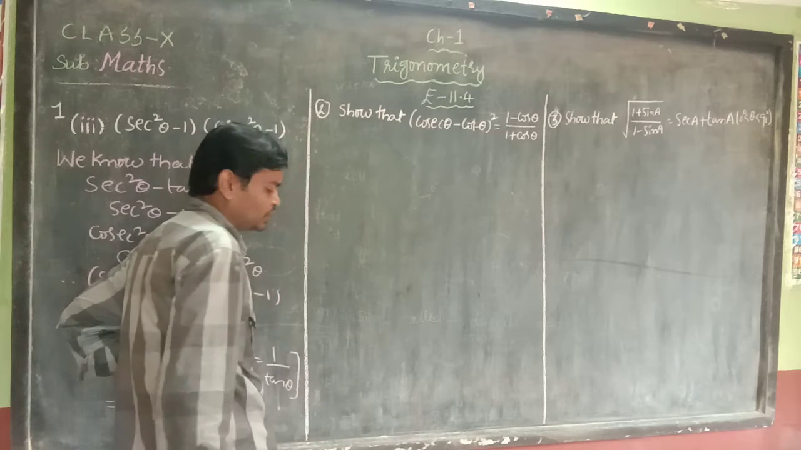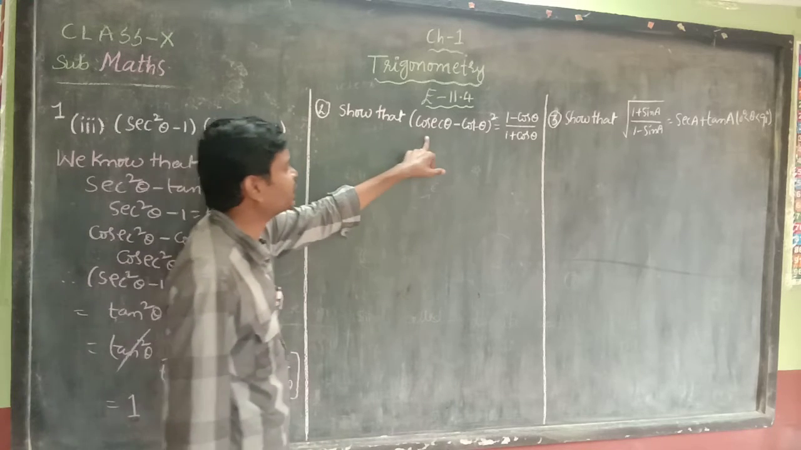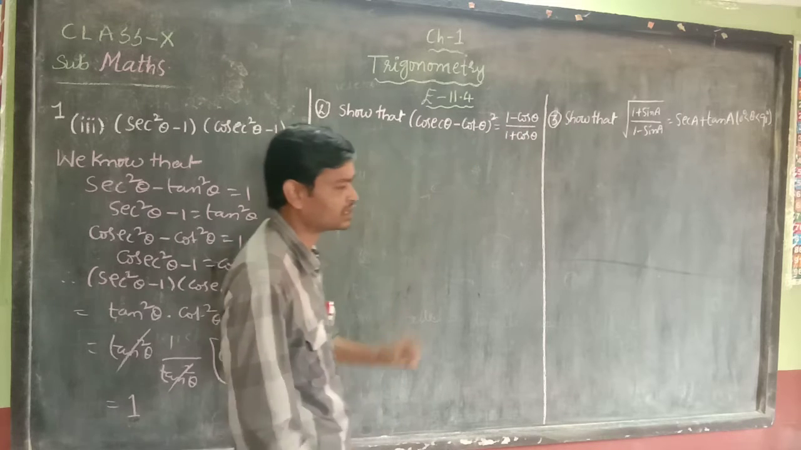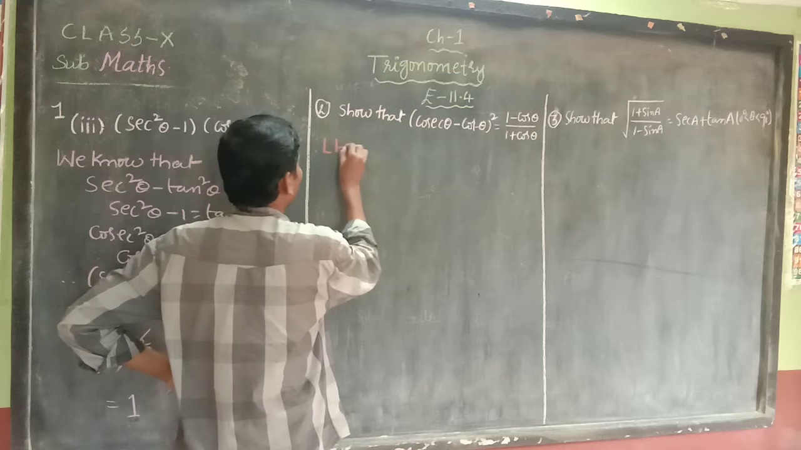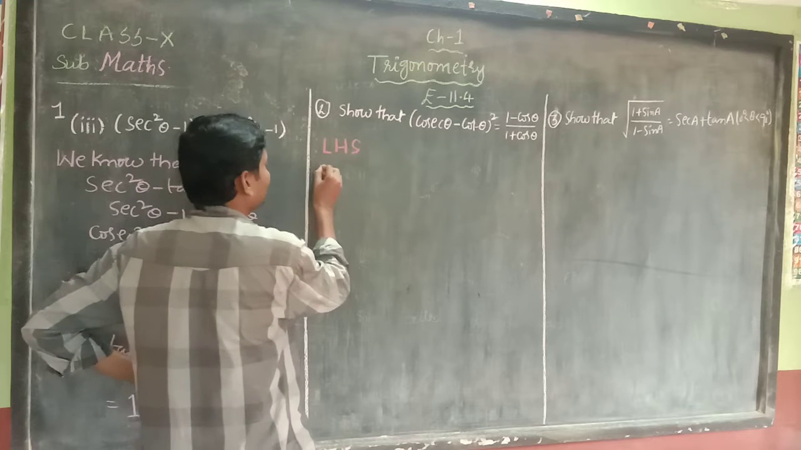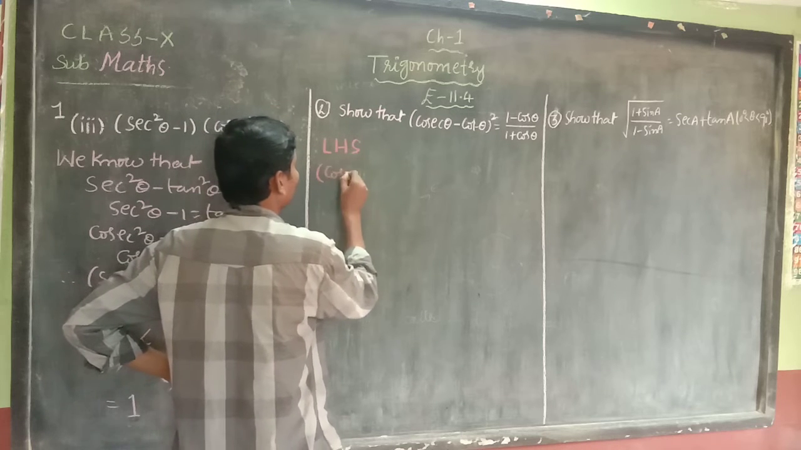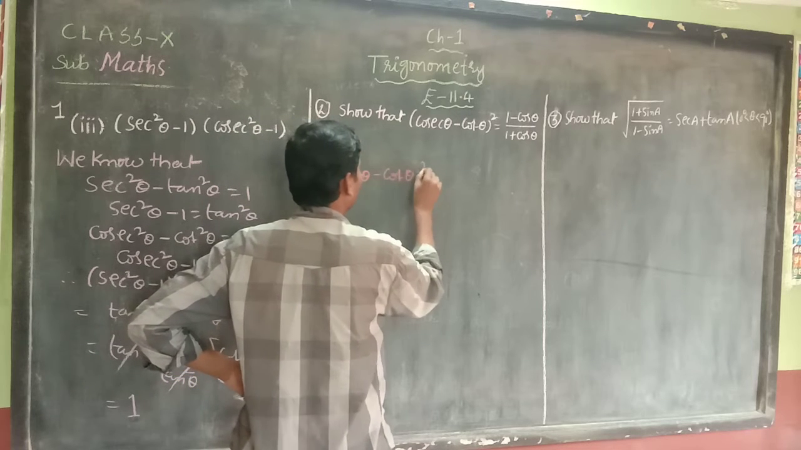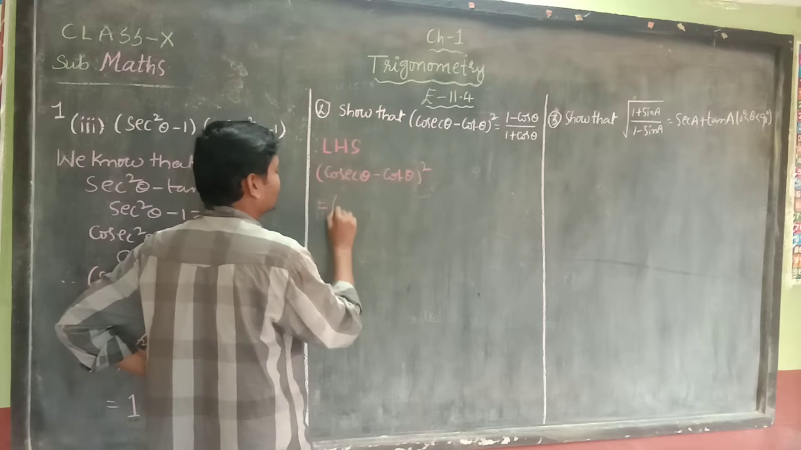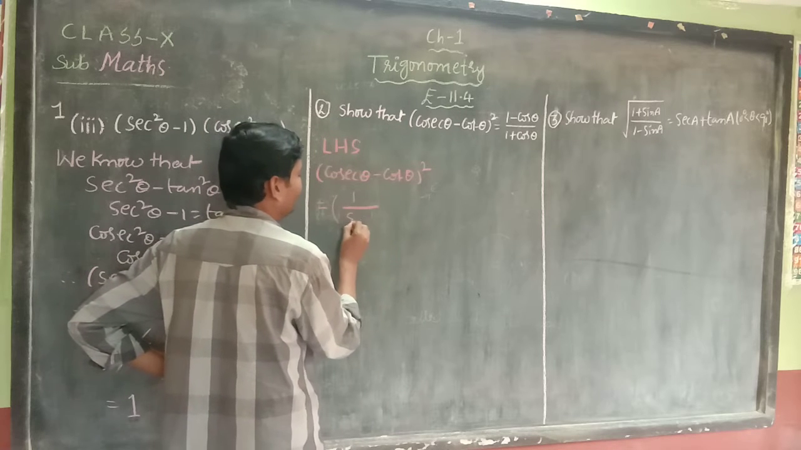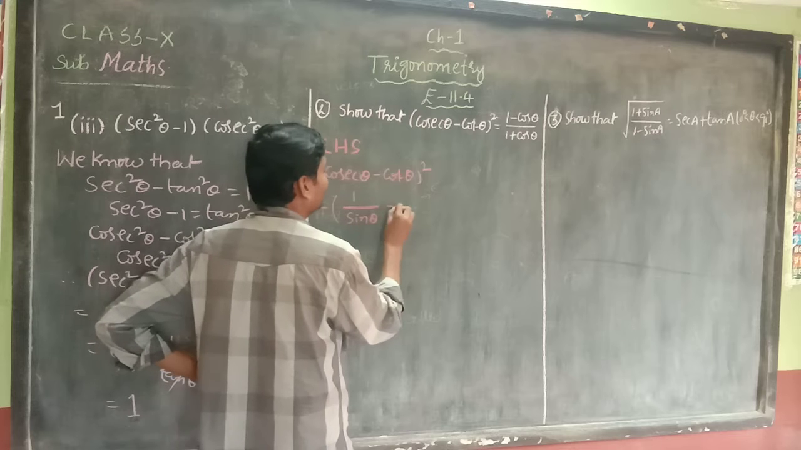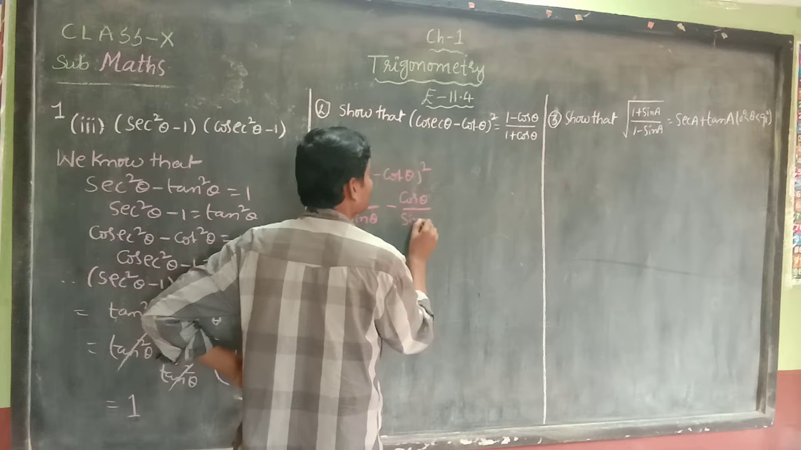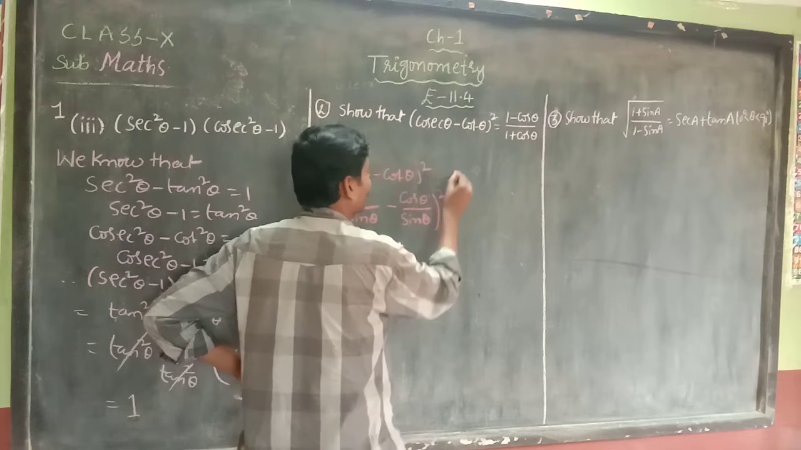Show that cosec theta minus cot theta whole square is equal to 1 minus cos theta by 1 plus cos theta. Let us take LHS. What is LHS here? Cosec theta minus cot theta whole square. We are writing this as cosec theta, 1 by sin theta, minus cot theta as cos theta by sin theta, whole square.